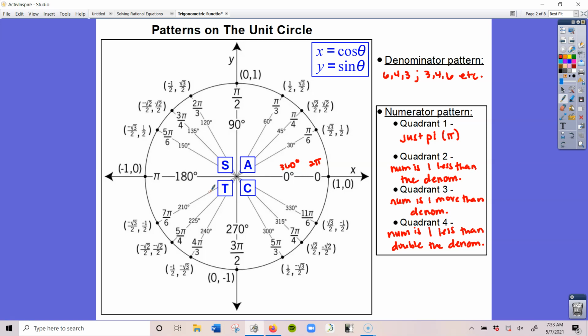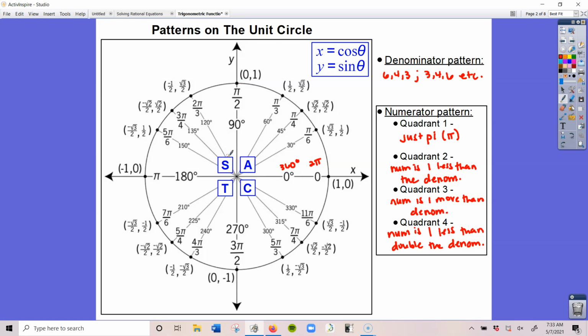Same thing here in quadrant 3 at 7 pi over 6. Same values. It's just the signs may change. And 11 pi over 6, again, same concept. Now, how do I know what signs things are going to be? Remember ASTC: all students take calculus. So you'll notice that all of our values in quadrant 1 are positive, and that's because we're on the positive x-axis and the positive y-axis.